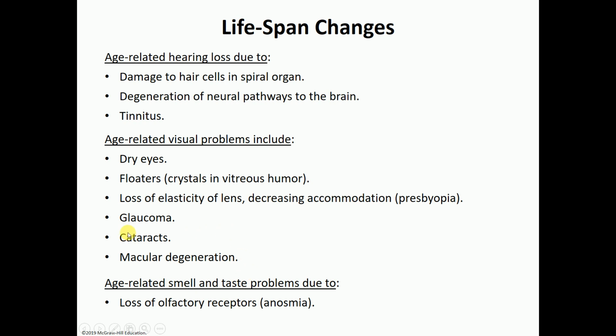Macular degeneration is the degeneration of the macula. And remember, the macula is the part surrounding the fovea. When you lose that part, when that degenerates, that can lead to loss of vision.